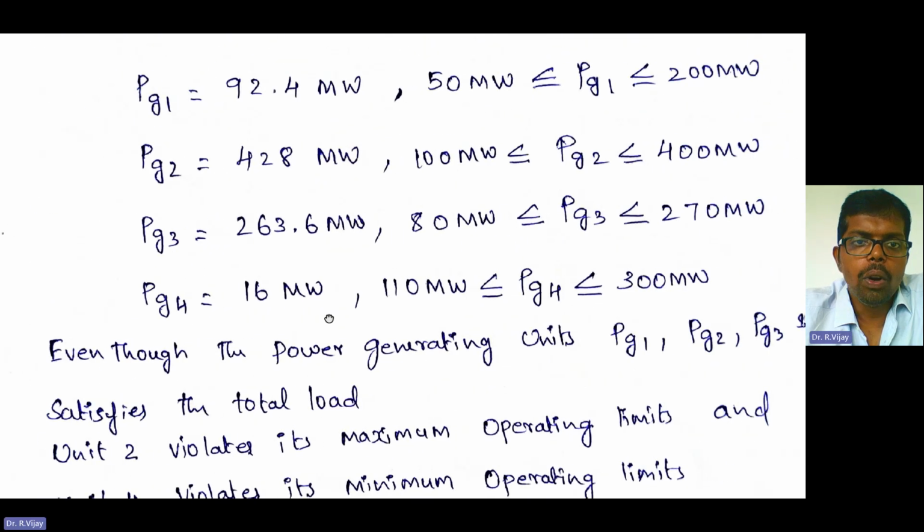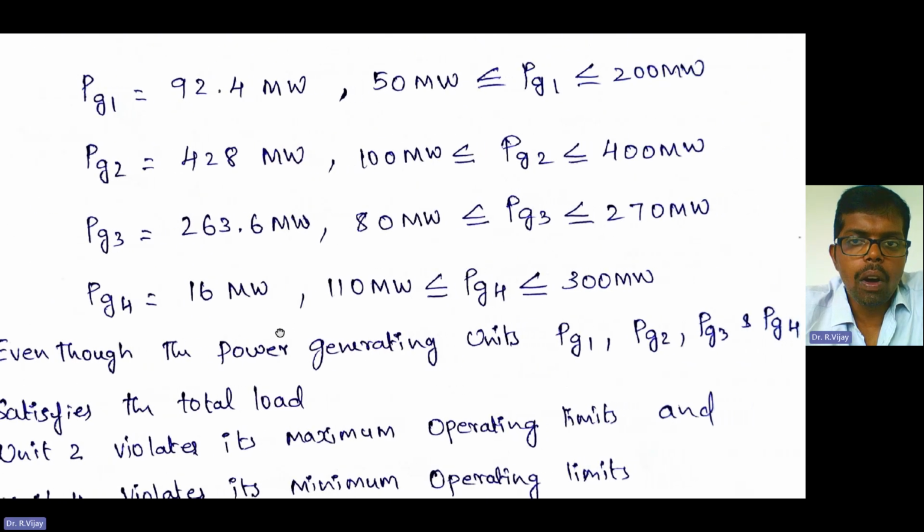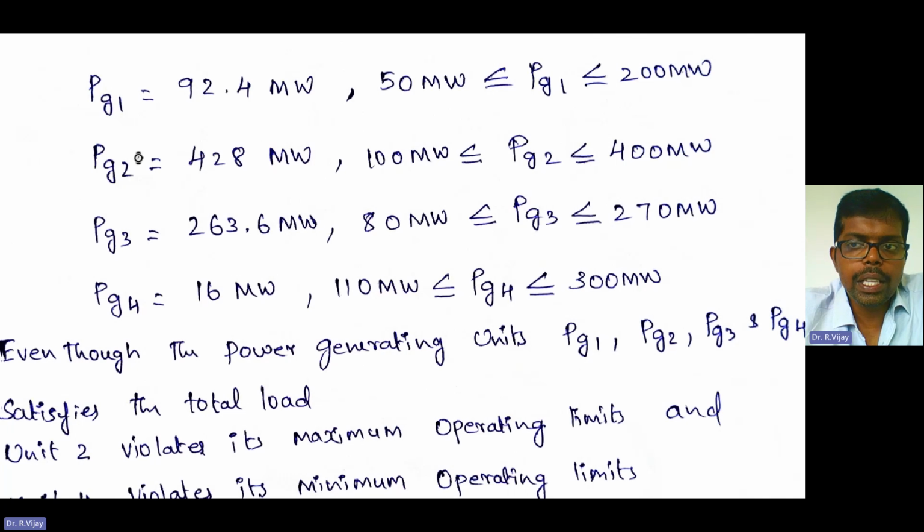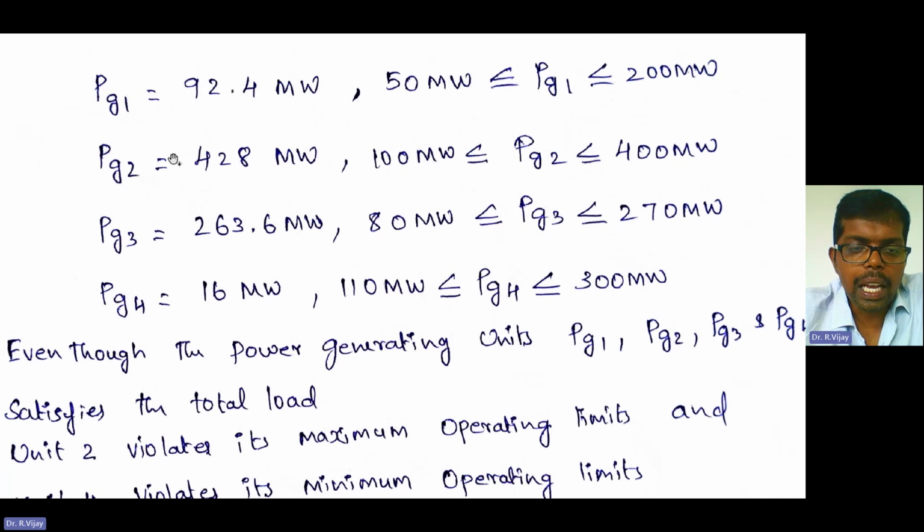So now what I did is I have written all the generating units we found out, and also the minimum and maximum operating limits. That is PG1 is equal to 92.4 megawatt, with 50 megawatt less than or equal to PG1 less than or equal to 200 megawatt. Similarly, PG2 is equal to 428 megawatt, with 100 megawatt less than or equal to PG2 less than or equal to 400 megawatt.